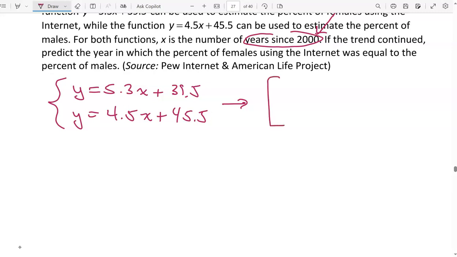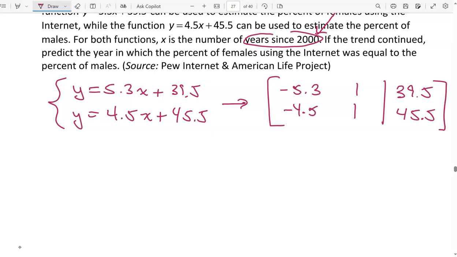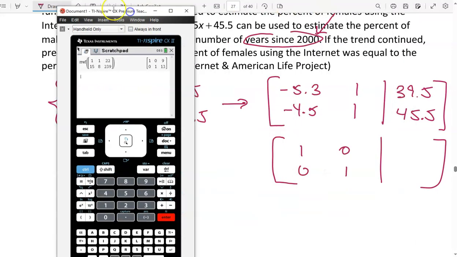In standard form, we're going to move our 5.3x to the other side. So negative 5.3x plus 1y is equal to 39.5, and negative 4.5x plus 1y is equal to 45.5. I just went ahead and wrote it in matrix form, and then the calculator can give us that reduced row echelon form. Let's see what that gives us.